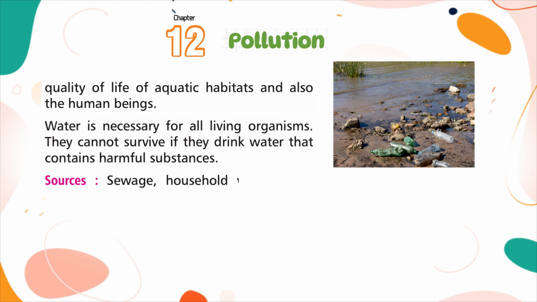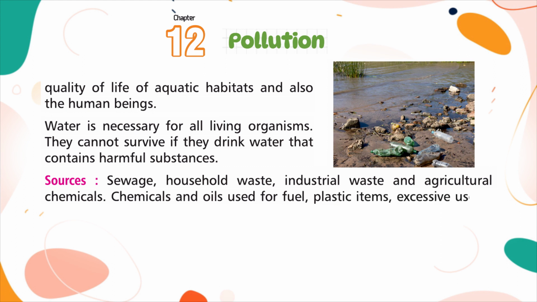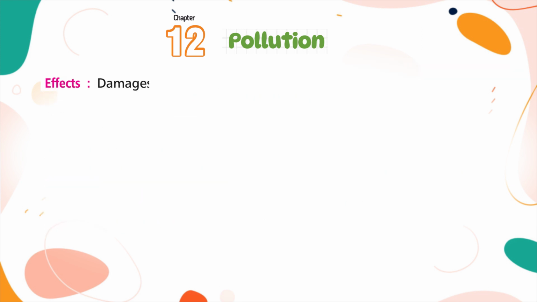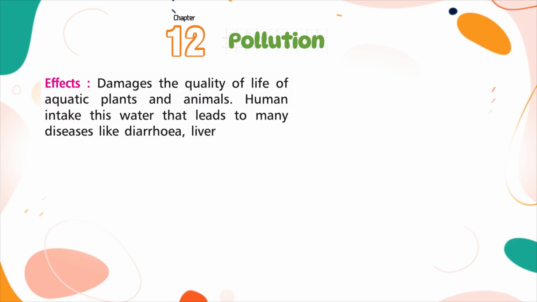Sources: sewage, household waste, industrial waste, and agricultural chemicals. Chemicals and oils used for fuel, plastic items, excessive use of chemicals like DDT, chemical wastes, soil erosion, etc., to kill insects, which harms crops. Effects: damages the quality of life of aquatic plants and animals. Human intake of this water leads to many diseases like diarrhea, liver and kidney damage, etc.